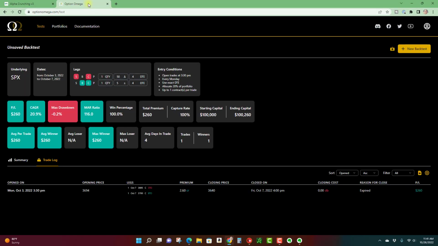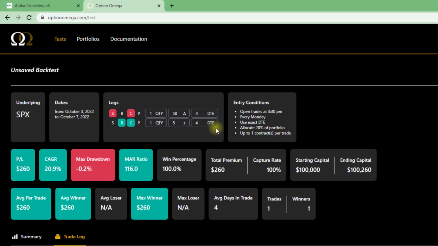And I've set this up in Option Omega, where we look to open a trade at 3:30 p.m. And just to show an example, I am selling an at-the-money call credit spread, a Delta 50 and 5 wide with 4 days to expiration. And this is no management. I'm not going to get into how different strikes and profit taking and stuff. It's just purely selling an at-the-money credit spread at 3:30 p.m. and letting it go to expiration.